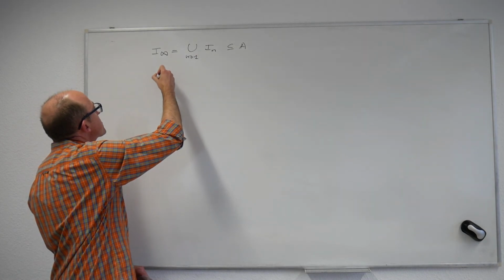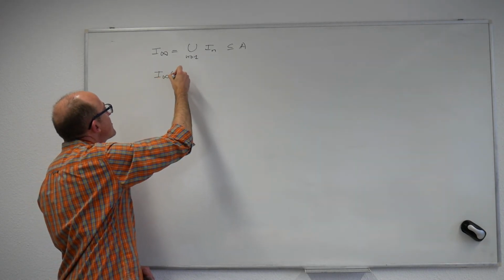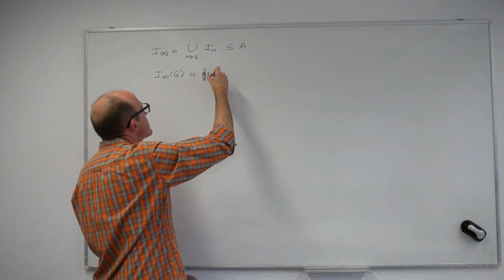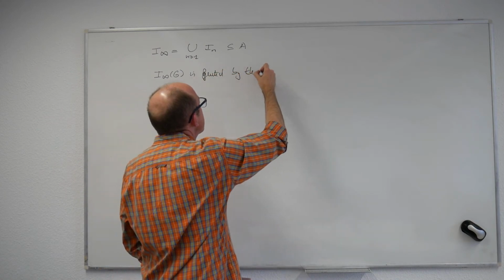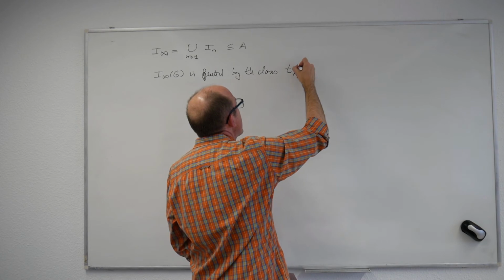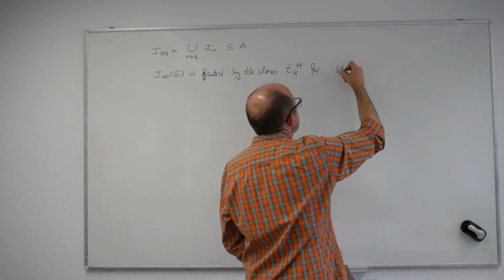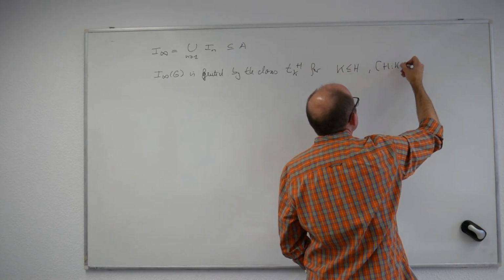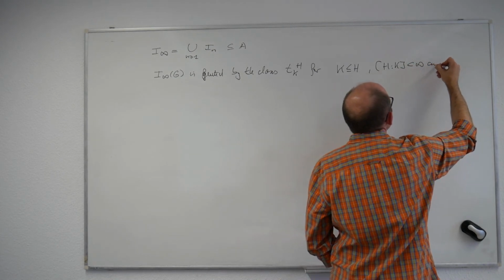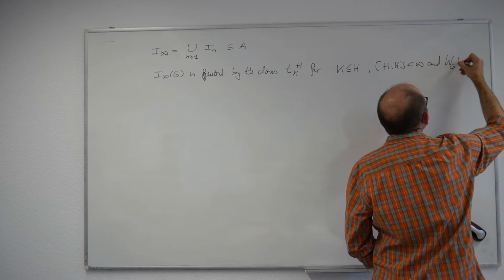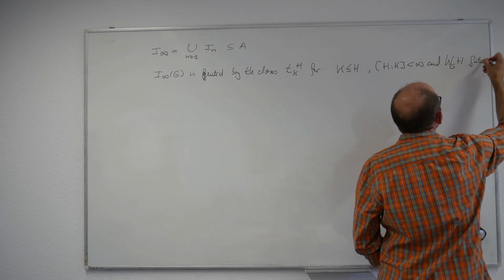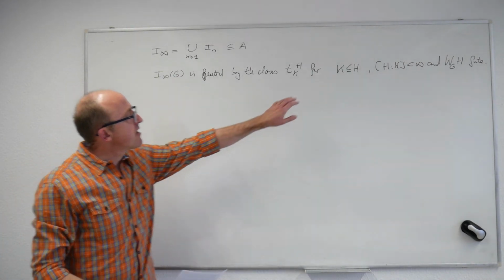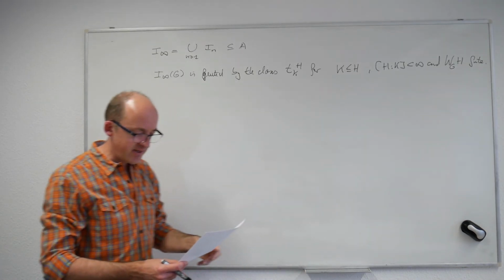And then the proposition also applies to I infinity, and it shows that I infinity at G, for G any compact Lie group, is generated by the classes T, K, H for conjugacy classes of subgroups K less than or equal to H, where K has finite index in H, and the Weyl group in G of H is finite. So again, K and H can have smaller dimension than the ambient group G, but they have to have the same dimension. One has to be of finite index in the other.